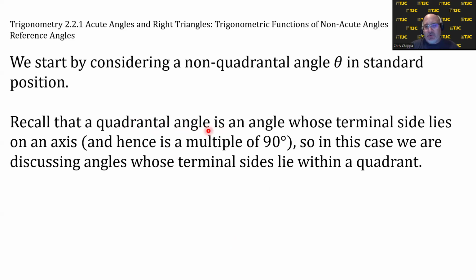Recall that a quadrantal angle is an angle whose terminal side lies on an axis, and hence it's a multiple of 90 degrees. So in this case, we're discussing angles whose terminal sides lie within a quadrant as opposed to on an axis.